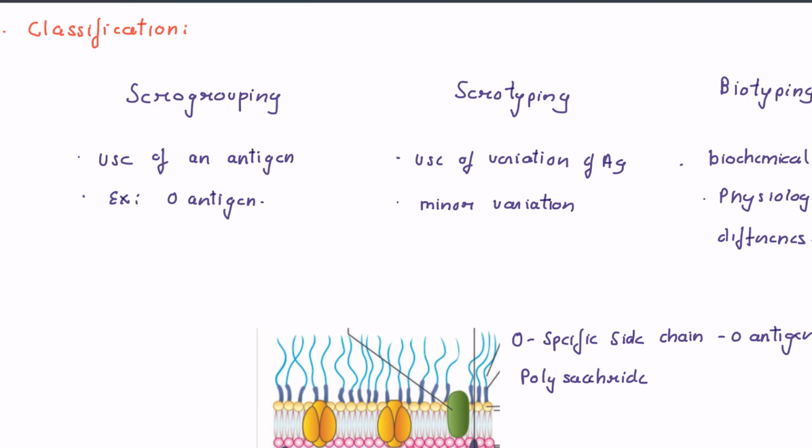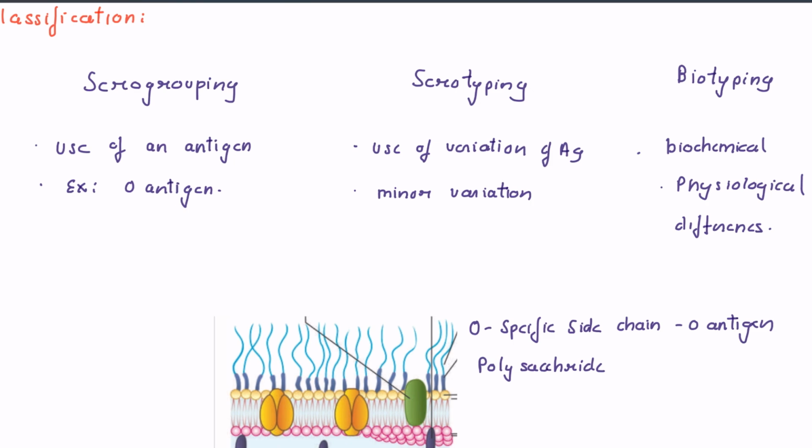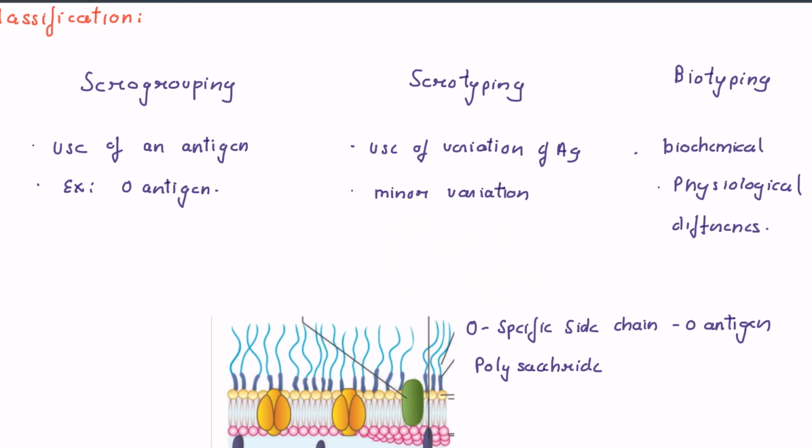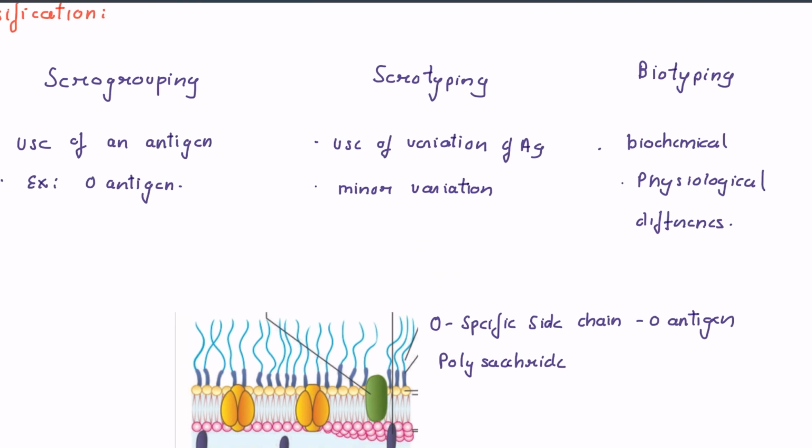Serotyping is a minor variation in the O antigen. So the O antigen will be present, but there will be slight variation. Suppose if it is N and N, it might be M and N. So there might be a slight variation. Next is biotyping. So based on the biochemical or the physiological difference, it is differentiated into types.